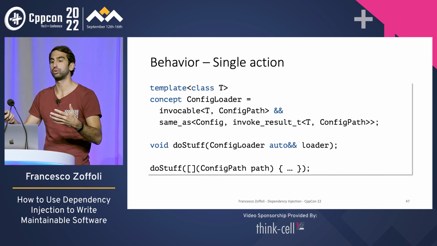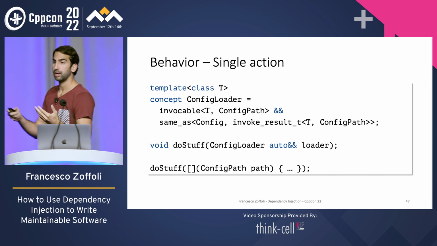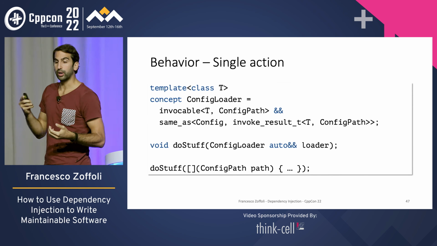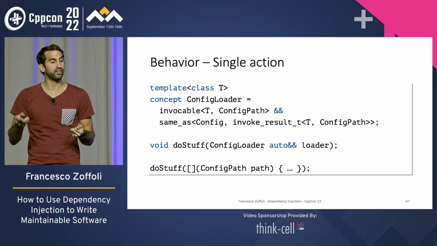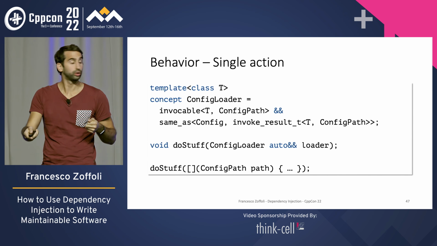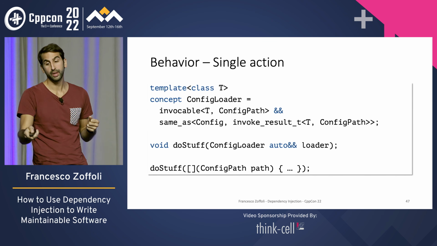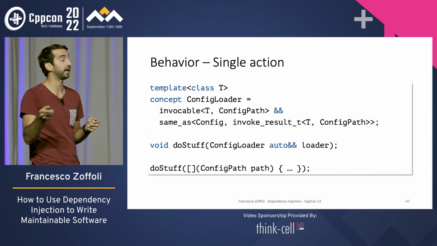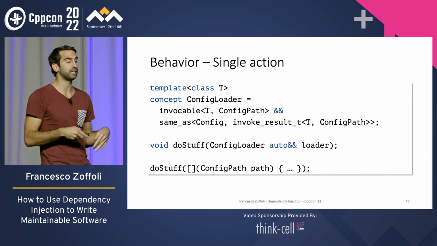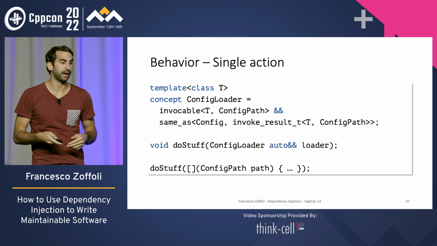I'm not going to go into how to define concepts because there's been already an amazing talk about that in the conference. When you want to use the concept, you can define a template. In this case, you can see I'm using auto in the function, and you can constrain it with the concept. And then we call it in the same way in which we would call the runtime polymorphic one.